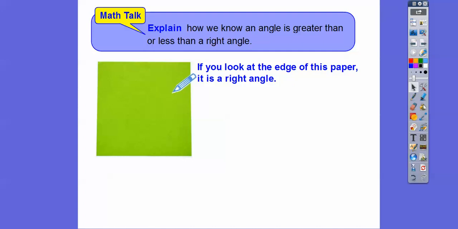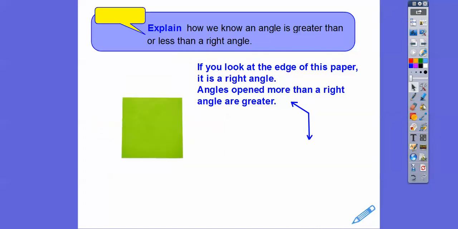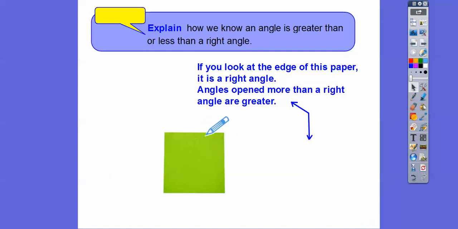Sometimes I have green ones, but right now I have yellow ones on my desk in my classroom. And if you look at the edge, that's a perfect right angle, so we can use this as our measuring tool for other angles. I'll show you that here. So an angle that's opened up more. If I take this and shrink that up, now remember this right here is a right angle.